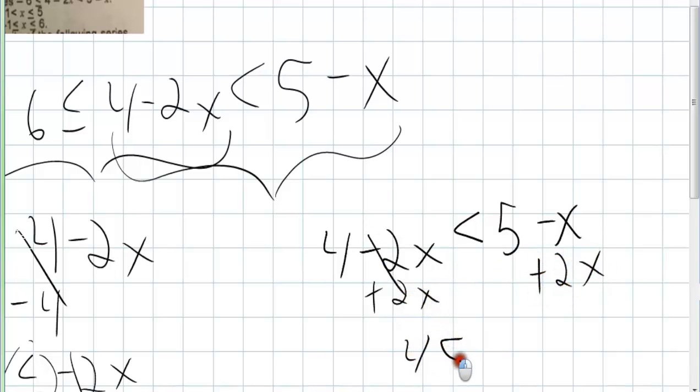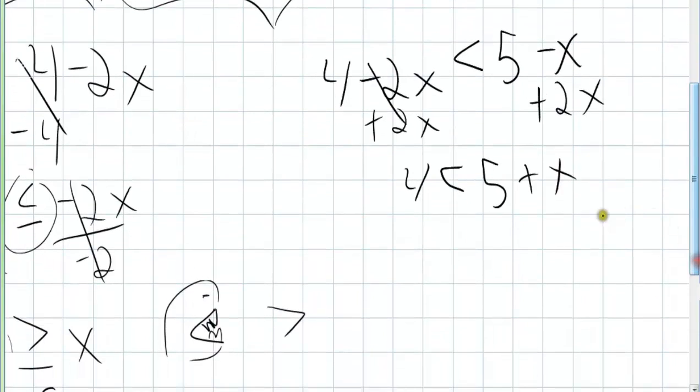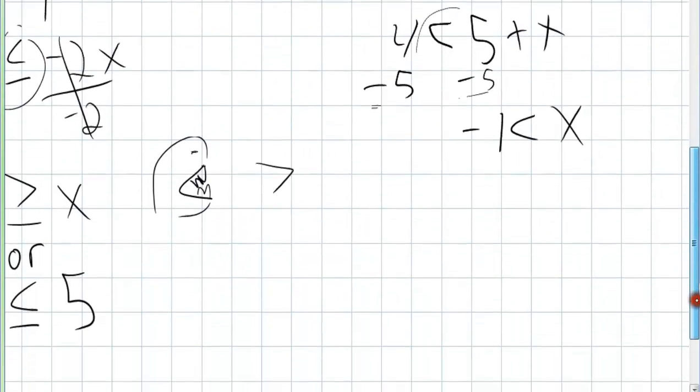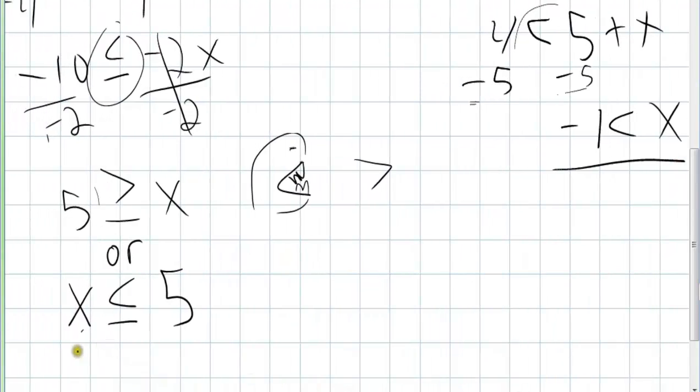We're going to get 4 is less than 5 plus x, because negative x plus 2x would give us just 1x. Okay, and then we're going to subtract 5, and then we're going to get negative 1 is less than x. Okay, and so when you're working with addition and subtraction, you leave the inequality sign as it is. It doesn't change like when we divide by a negative number. So now we have this inequality and we have this inequality.